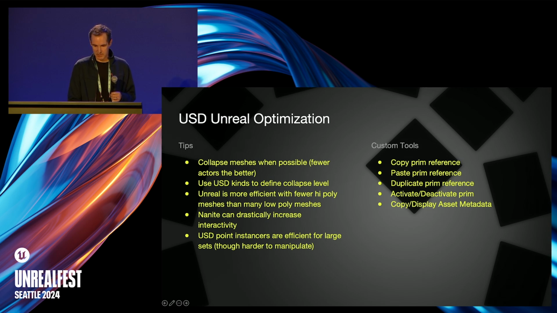For more complex sets, we used point instancers, though they're harder for artists to manipulate because you can't easily move the instances around. But we did use them for backgrounds where there was a lot of heavy geometry, city building blocks of whole cities, that kind of thing.